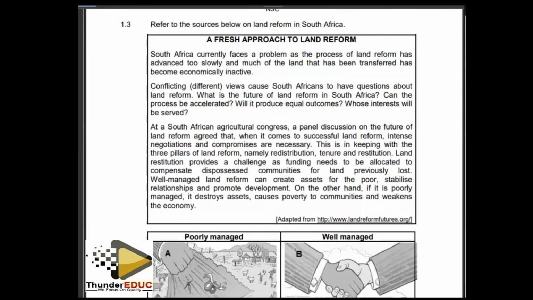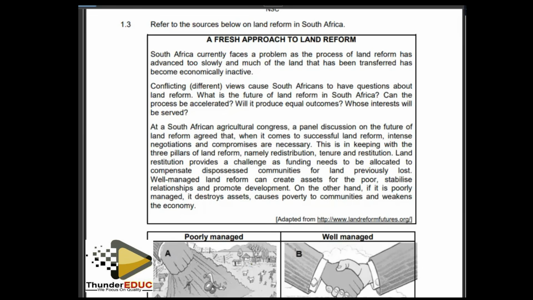Conflicting views cause South Africans to have questions about land reform. What is the future? Can the process be accelerated? Can it produce equal outcomes? Whose interest will it serve? Okay. And then it goes ahead and says, at a South African Agricultural Congress, a panel discussion on the future of land reform agreed that when it comes to successful land reform, intense negotiation and compromise are necessary. This is in keeping with restitution, provided the challenge of funding is allocated to compensate the dispossessed communities for the land previously lost.